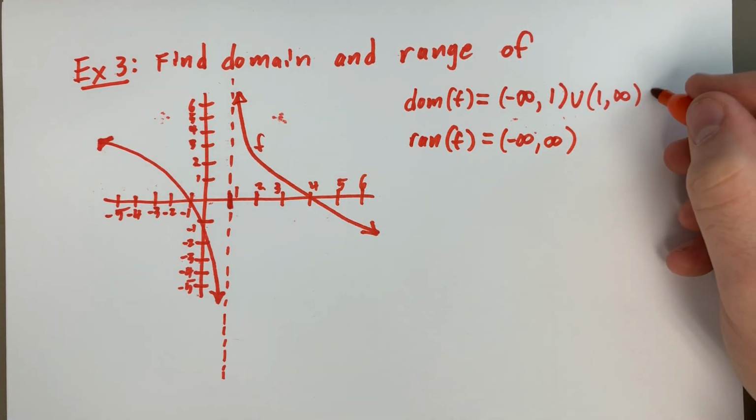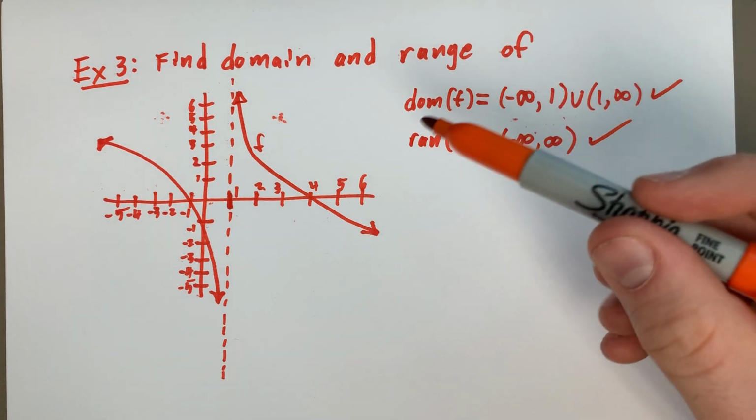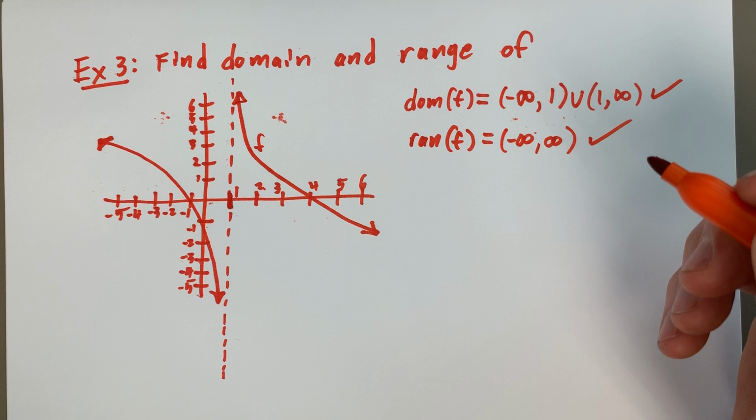All right, so we found the domain, we found the range, and we've concluded our example of this weird asymptote case. Okay, hopefully you found this helpful.